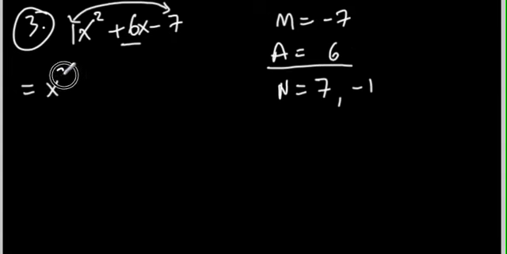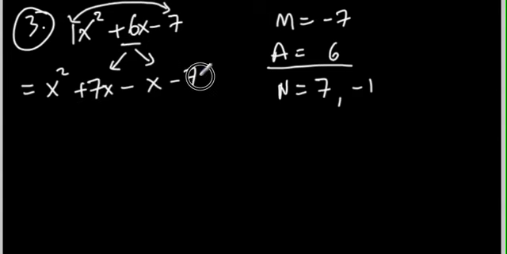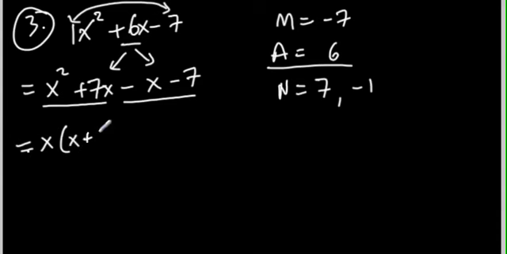So we get x squared, right? Remember, this splits into positive 7x minus x minus 7, right? And then we're going to group this, right? Find out what's common between these two. So in the first two, only x is common, and what you're left with is x plus 7. In the second two, if you observe, negative 1 is common, right? Because this is negative 1 here and negative 7.